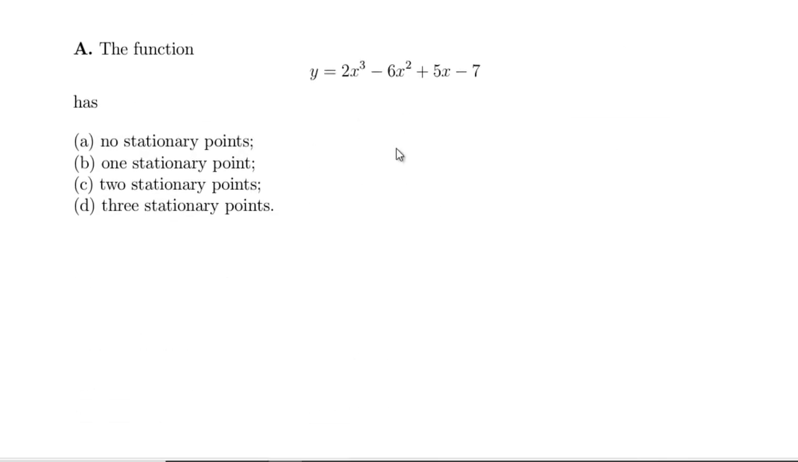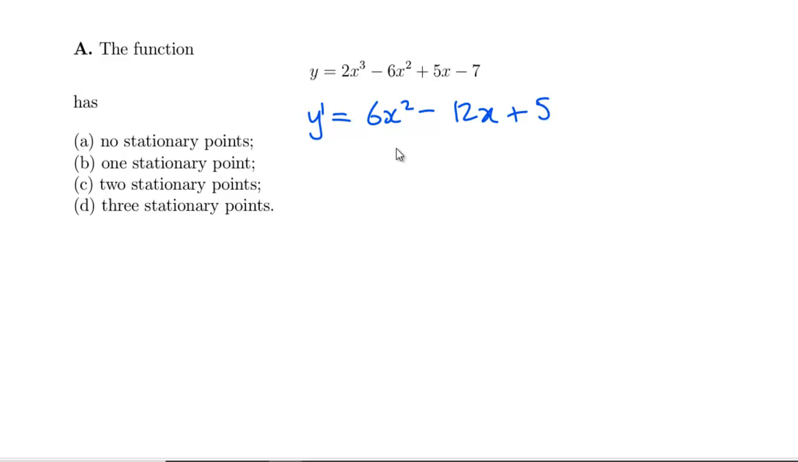Question A: the function, some cubic function, has how many stationary points? 0, 1, 2, 3. It isn't going to be 3, I can say that for starters. So let's differentiate, because that's how we're going to get our stationary points: 6x squared minus 12x plus 5.